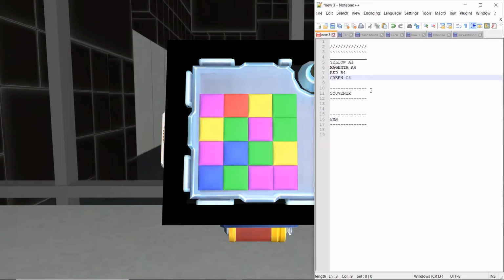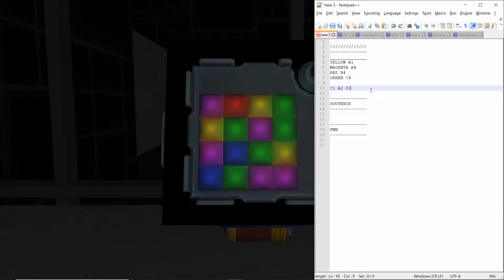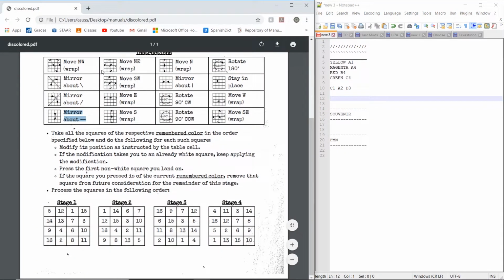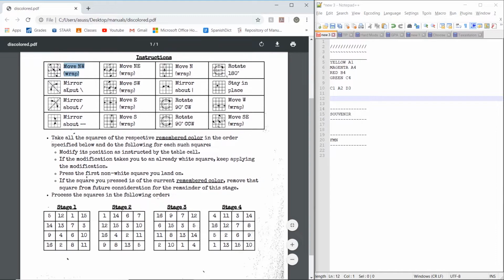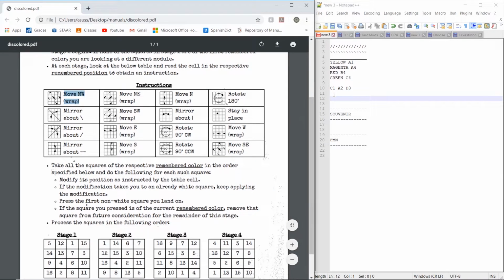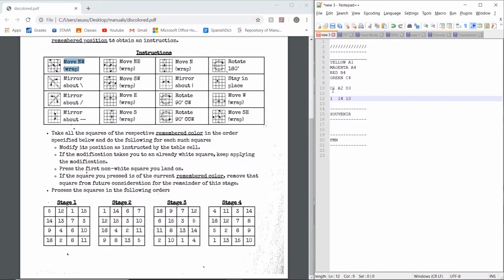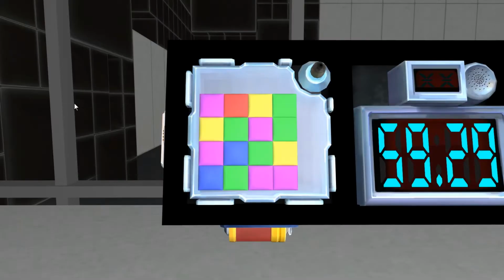So, we take all occurrences of yellow, which is at Charlie 1, Alpha 2, and Delta 3. Since yellow was initially at Alpha 1, we're going to be moving northwest. Now, Charlie 1 has a value of 1, Alpha 2 has a value of 14, and Delta 3 has a value of 10. So, it's going to have the order of Charlie 1, Delta 3, Alpha 2. We're moving northwest.